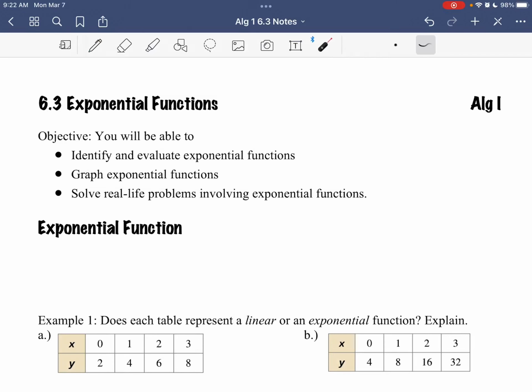6.3 Part 1 video. Our objective for this lesson is going to be to identify and evaluate exponential functions. Okay. So first we need to talk about what an exponential function is.